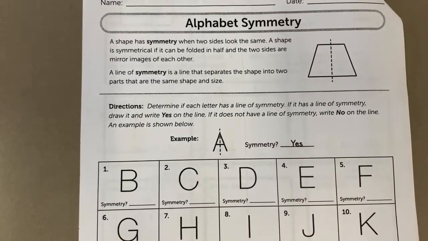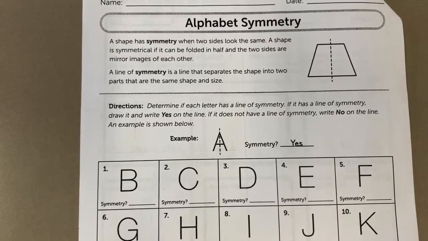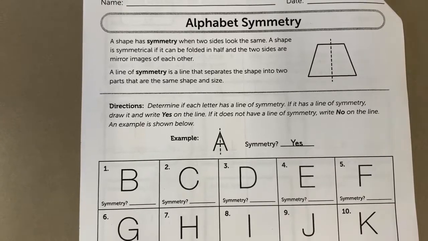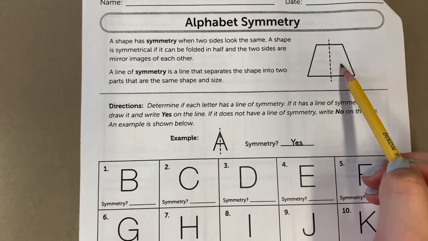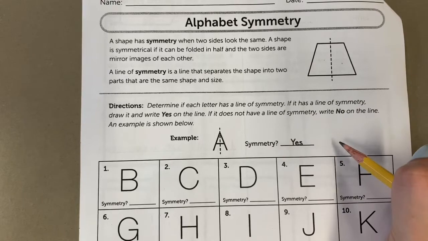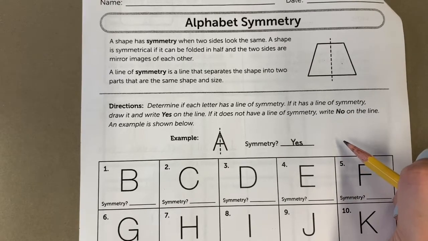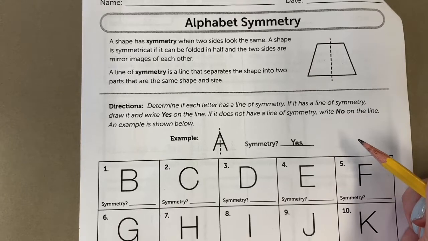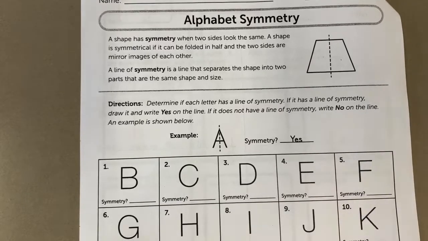Next up, we are going to do some symmetry work. Symmetry means that 2 sides look the same. It can be side to side, but some shapes or figures also have symmetry from top to bottom. Something is symmetrical if it can be folded in half and the 2 sides are mirror images of each other. They look exactly alike. A line of symmetry is a line that separates the shape into 2 parts that are the same shape and the same size.